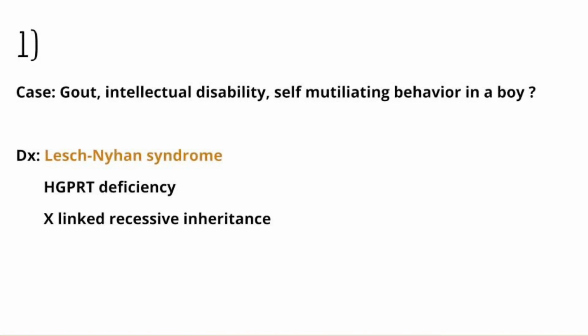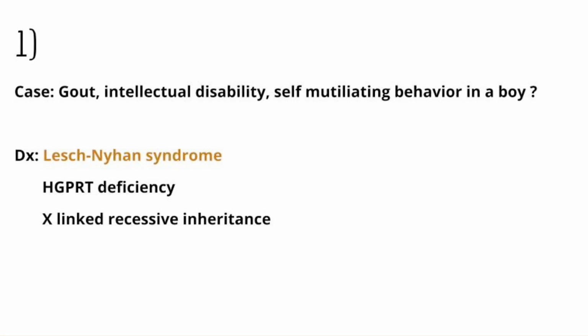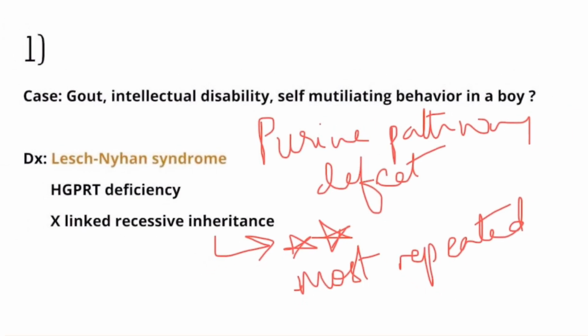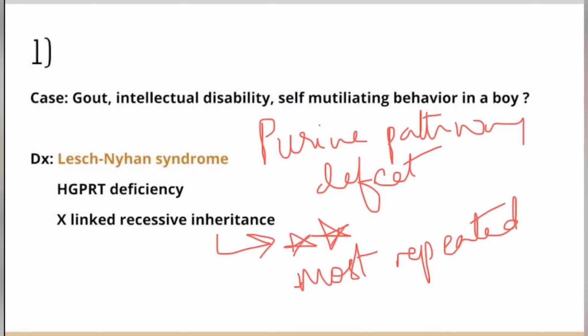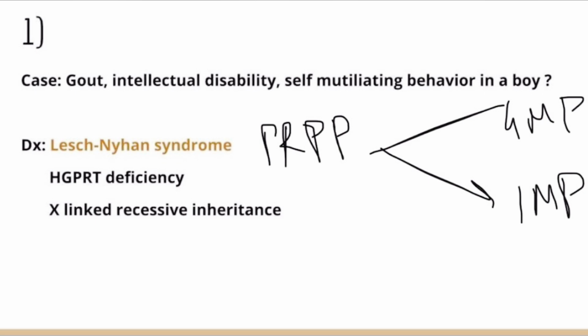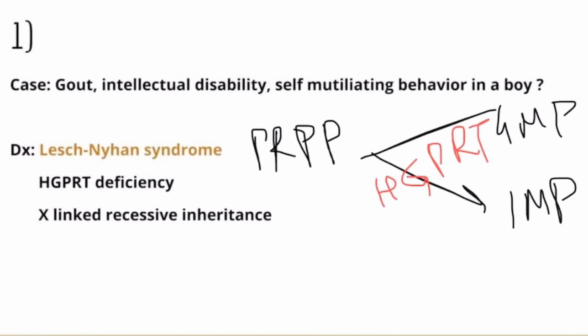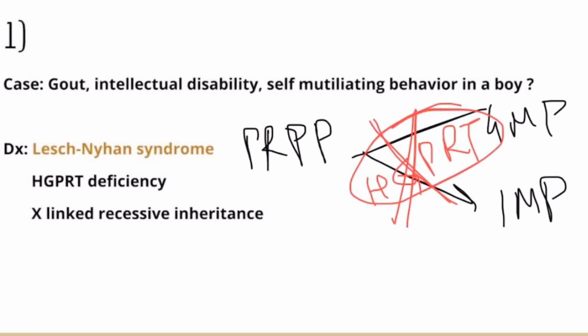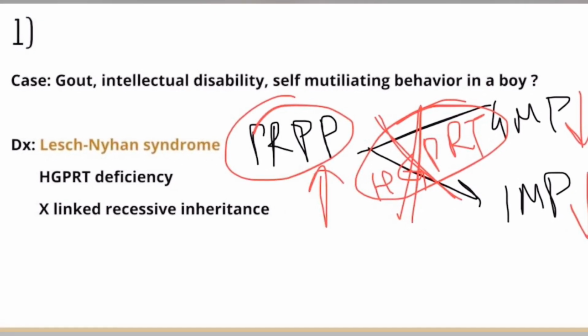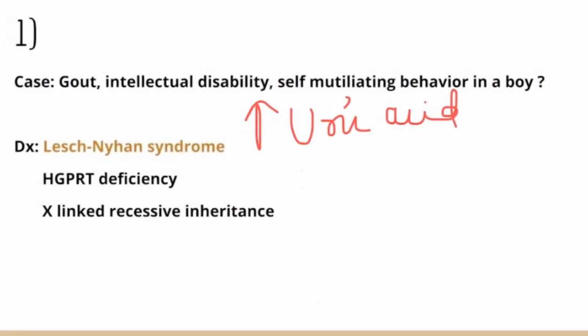It is an X-linked recessive inheritance disorder which is due to the deficiency of HGPRT, that is hypoxanthine guanine phosphoribosyl transferase deficiency. Lesch-Nyhan syndrome is a defect in the purine salvage pathway. Generally, HGPRT converts hypoxanthine to IMP and guanine to GMP. When there is a deficiency of HGPRT, there will be increased activity of PRPP amidotransferase. So, there will be excess uric acid production.